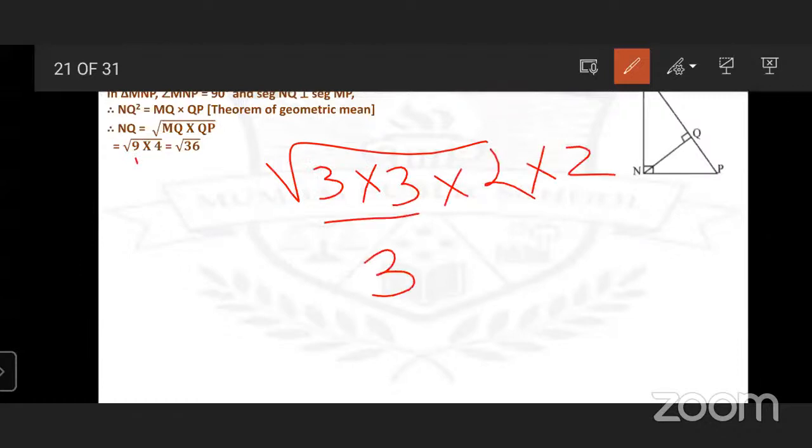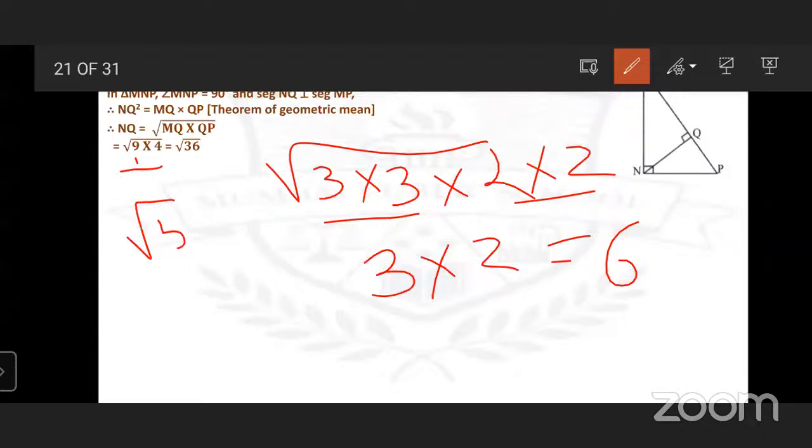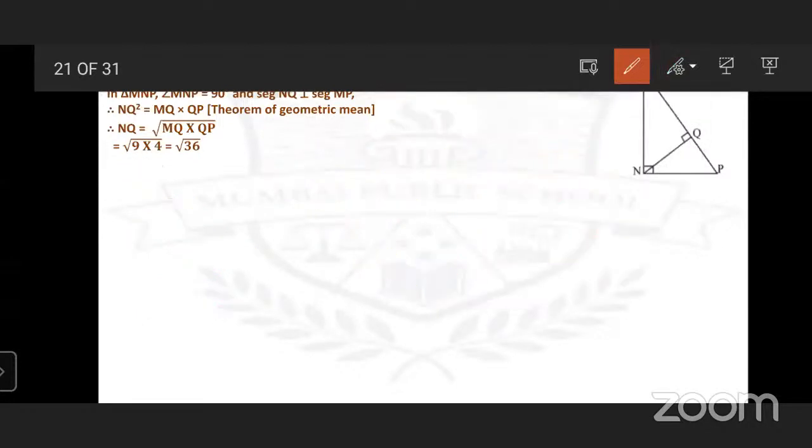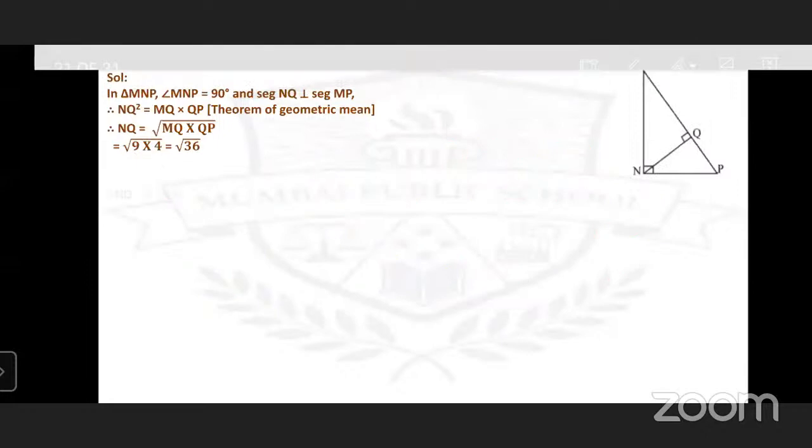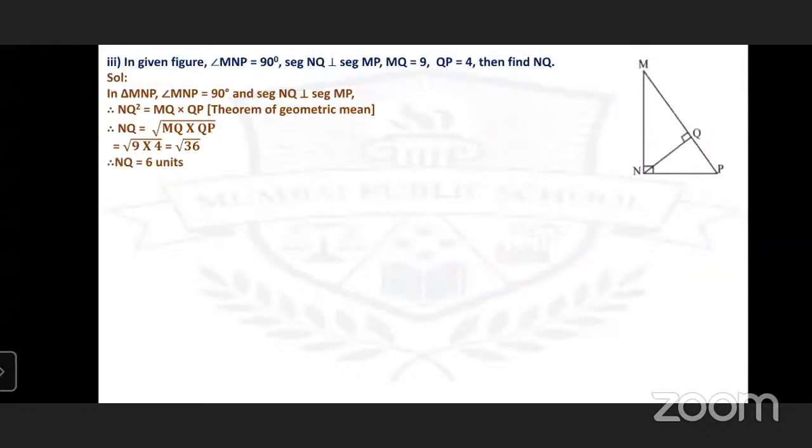See, again we write here 9 as 3 into 3 and 4 as 2 into 2. We take one 3 outside from this square and 2 again. So 3 into 2 is 6. In this way you can also solve, or you directly solve 9 into 4, 36, and the square root of 36 is 6. So 6 is the correct answer. Okay, so here we write NQ is equal to 6 unit. Now next question number 4.